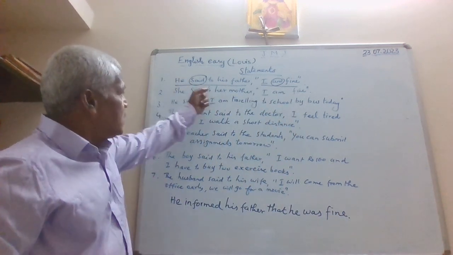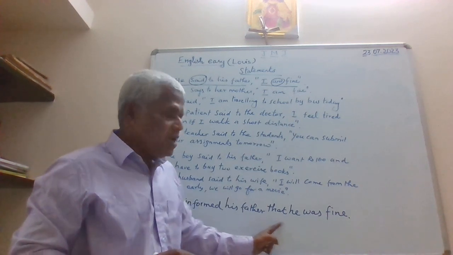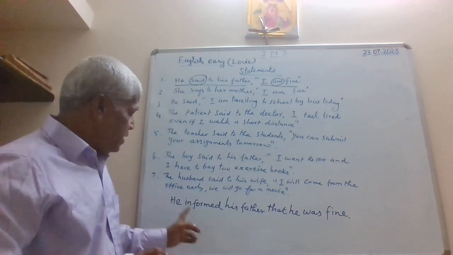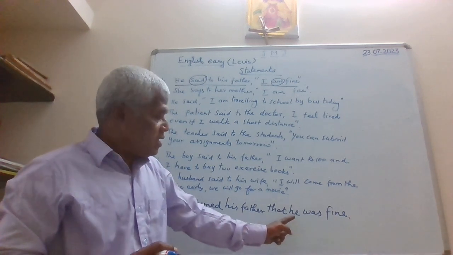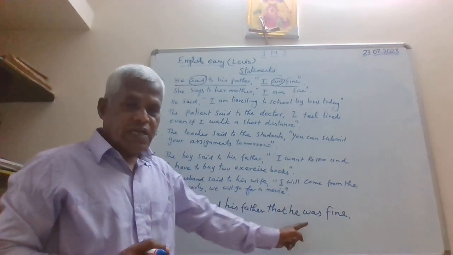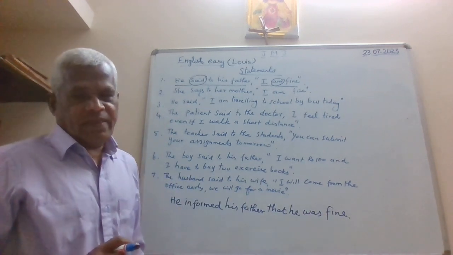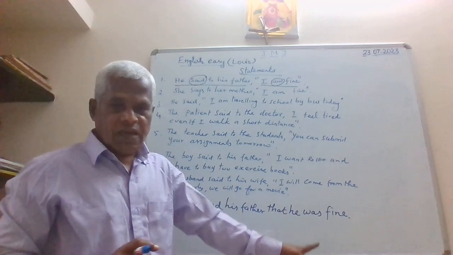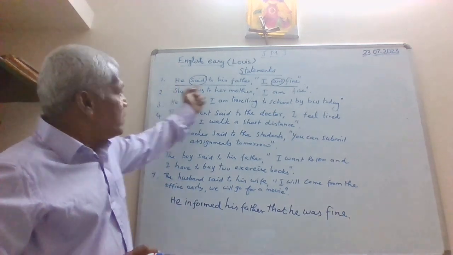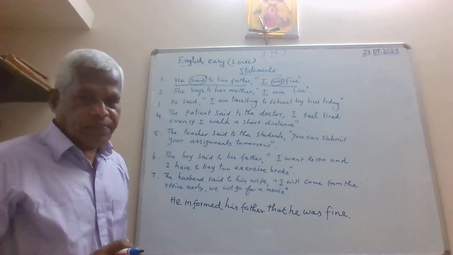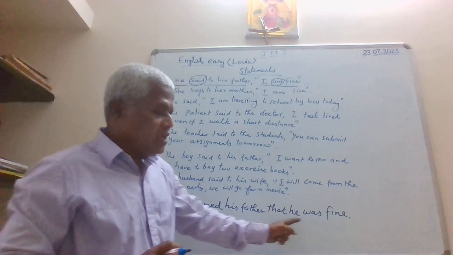Clear? He said to his father, "I am fine." He informed his father that he was fine. So you have changed the verb, the reporting verb, added a conjunction, changed the pronoun, and changed the tense, and your perfect reported speech sentence is ready here. Is that very clear? If you want, you can just go through. This is the answer to the first sentence that I have written here. Okay? He informed his father that he was fine.